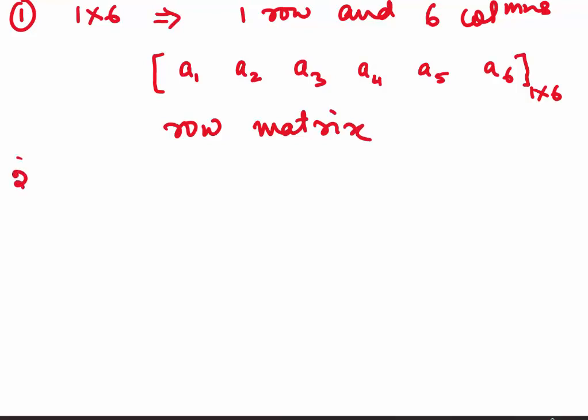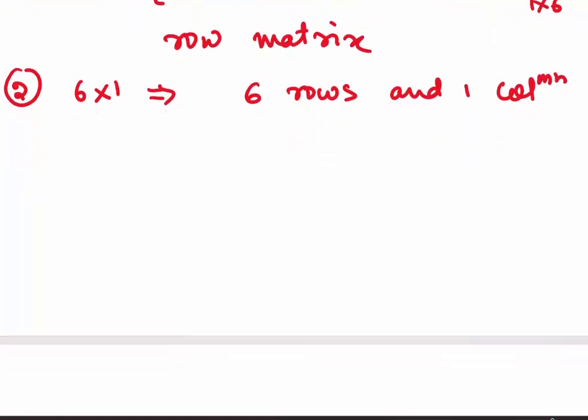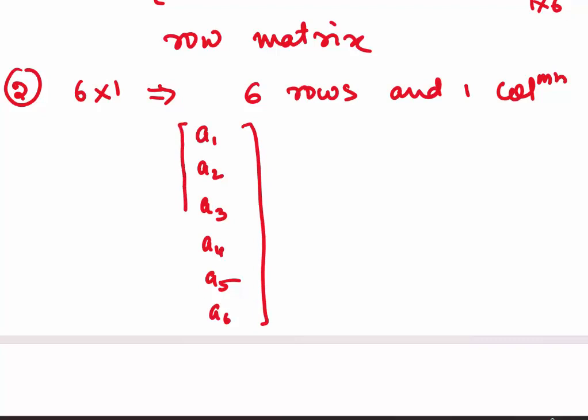The second possibility was 6 by 1. Now, this implies there are 6 rows and 1 column. This means there are 6 rows. So, we will have A1, A2, A3, A4, A5, A6 stacked vertically. This type of matrix, you know, is a column matrix. We have 6 rows and 1 column. It's a column matrix.